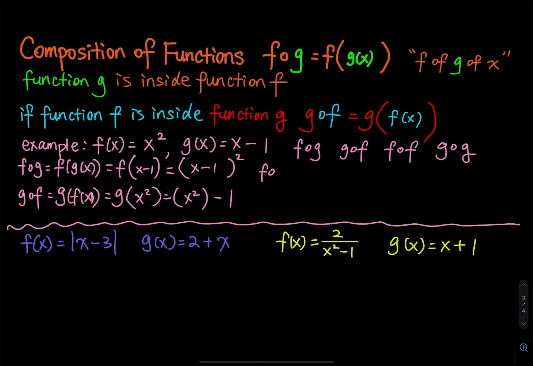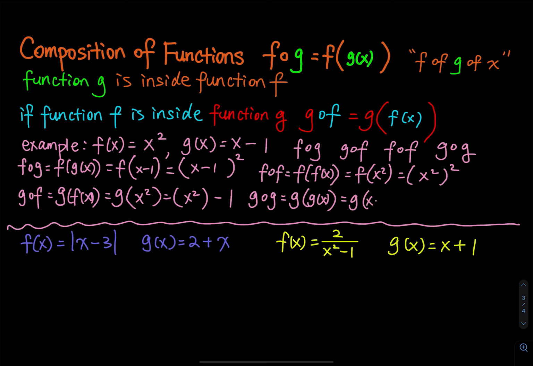And then f of f, that is f of f of x. We have function f inside itself. So this is f of x squared. Then we have an x squared inside another x squared. You can call that x to the fourth, but I would like to leave it like that to make everything easier to read. And then g of g, this is g of g of x, which equals g of x minus 1. So we have an x minus 1 inside another x minus 1. So that will be x minus 1 minus 1.